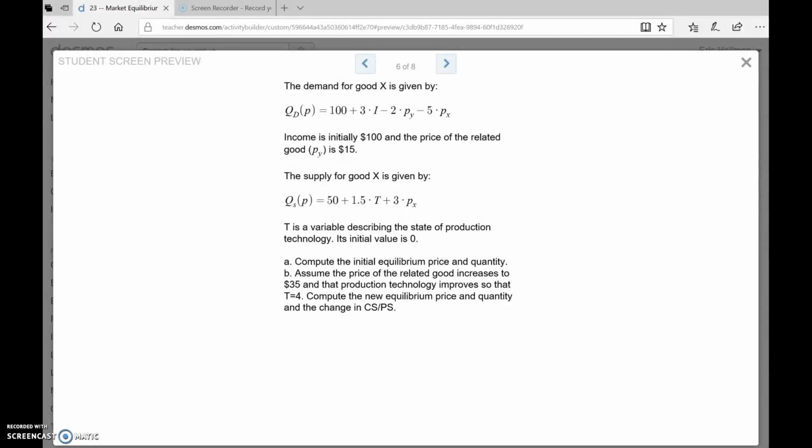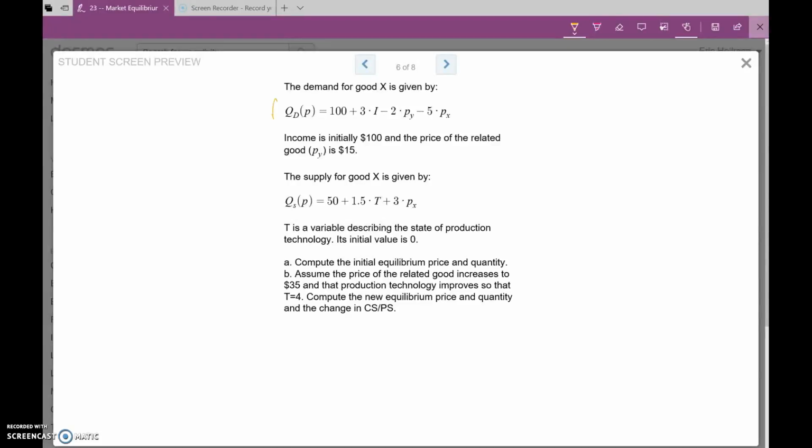Okay, so moving on from just graphical analysis questions, now we actually have some equations. So here we have a demand function. This is similar to some of the demand functions we saw when we did the demand unit. The quantity demanded depends on the consumer's income, the price of a related good, and the price of this good X. So this is demand for good X. And we're told initially income is $100 and the price of the related good is $15.